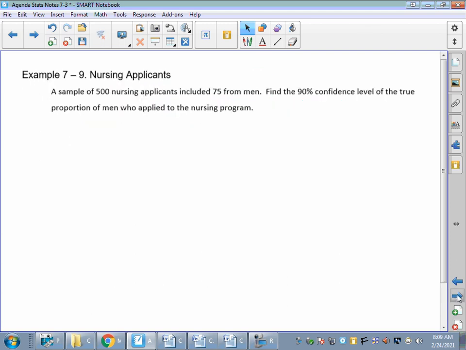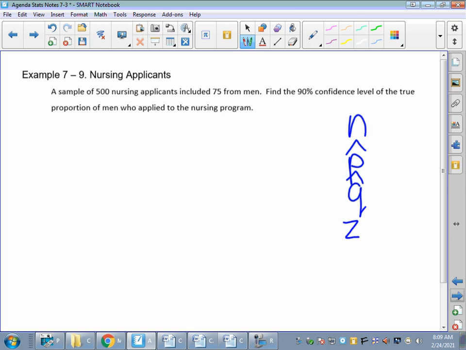So let's construct a confidence interval. A sample of 500 nursing applicants included 75 from men. Find the 90% confidence interval of the true proportion of men who applied to the nursing program. So over here on the side, I'm going to jot down a few things that I'm going to need to know. 90% confidence. So I need to know n, sample size. What is our sample size? 500. That's typically the easiest question to answer.